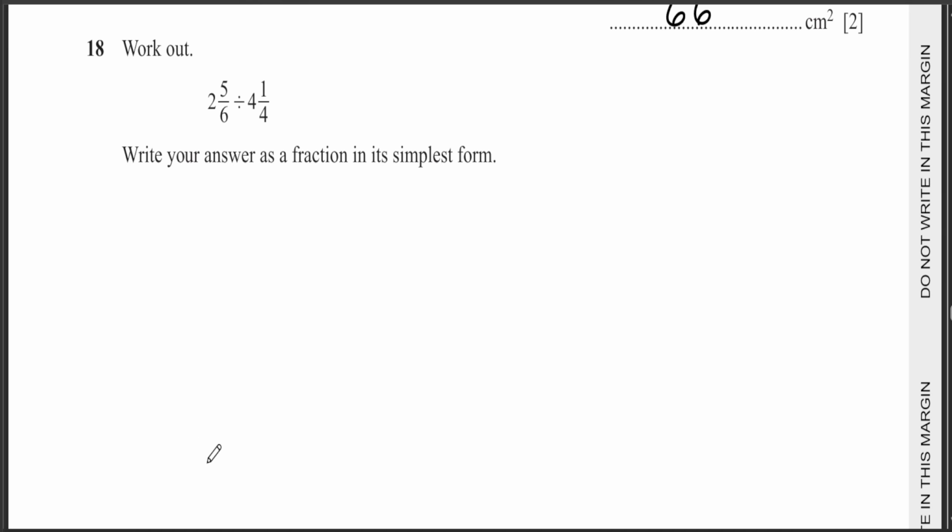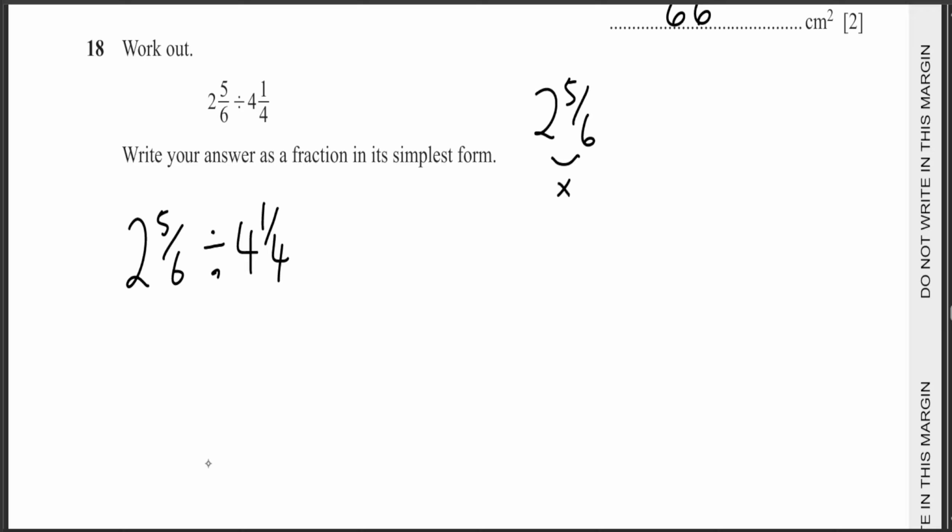Question 18. Work out 2 5/6 divided by 4 1/4. Write your answer in its simplest form. Now let's see how we write 2 5/6. 2 5/6 is normally written as 2 times 6 plus 5. So 6 times 2 is 12, 12 plus 5 is 17 over 6. And therefore, 2 5/6 is written as 17 over 6.